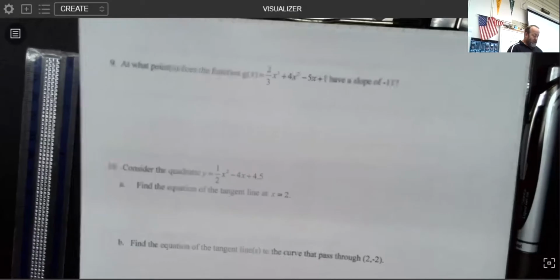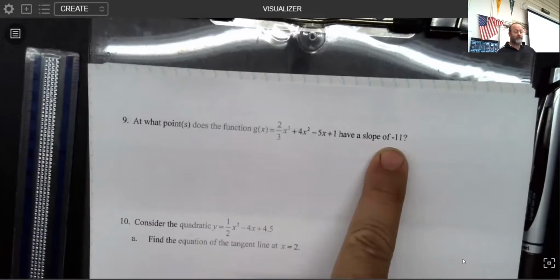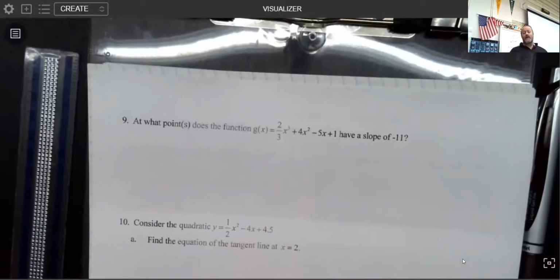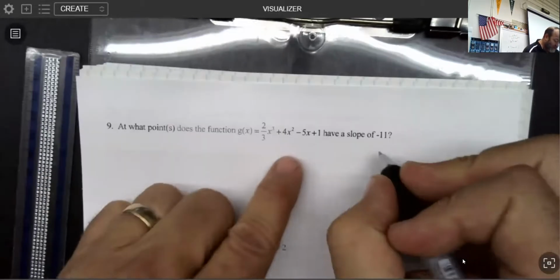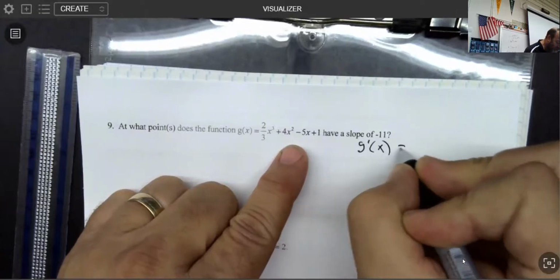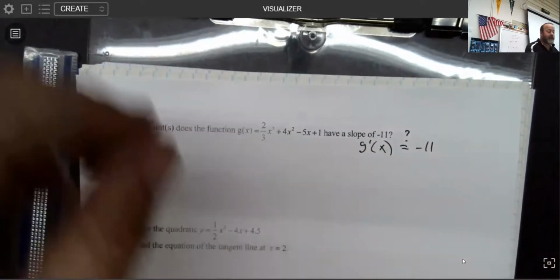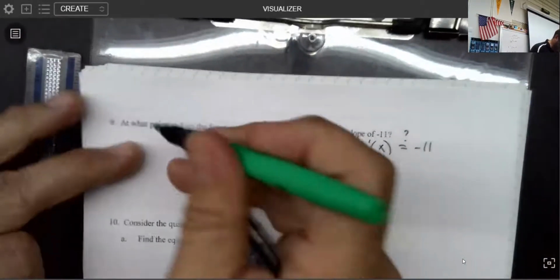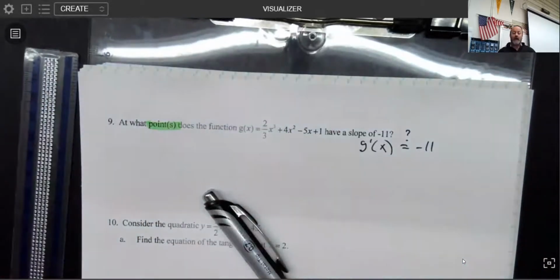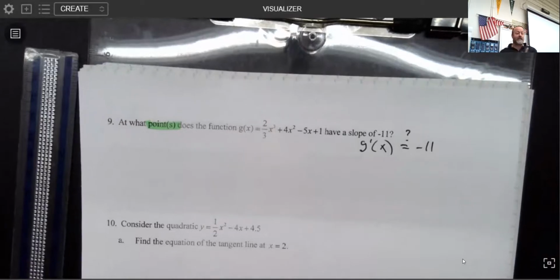So I want to know at what point this particular function has that slope of -11. Keep in mind, we know that the answer to any question regarding slope is that derivative. So I'm asking right here, when is g prime of x equal to -11? Notice that it doesn't say x values, it specifically says points, which means we're looking for full-blown coordinates. I don't just want the x, I want the x and the y that goes along with that. And notice that s at the end, which implies there could be more than one.